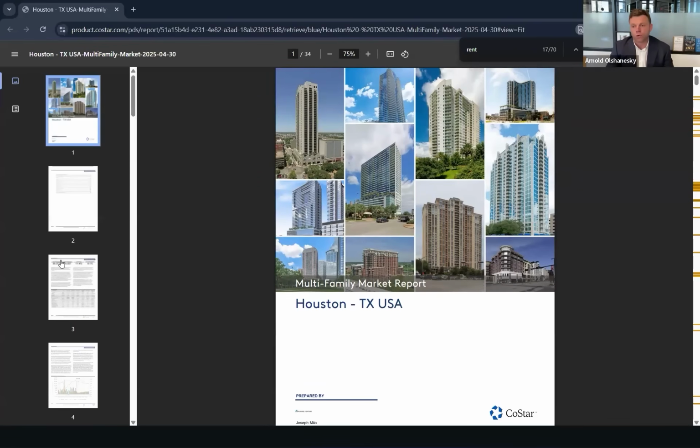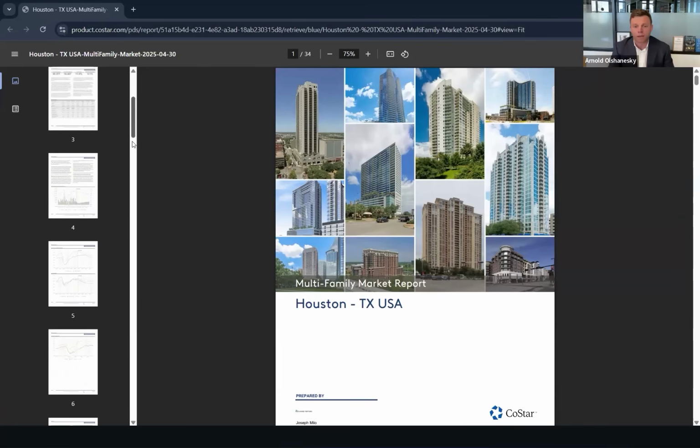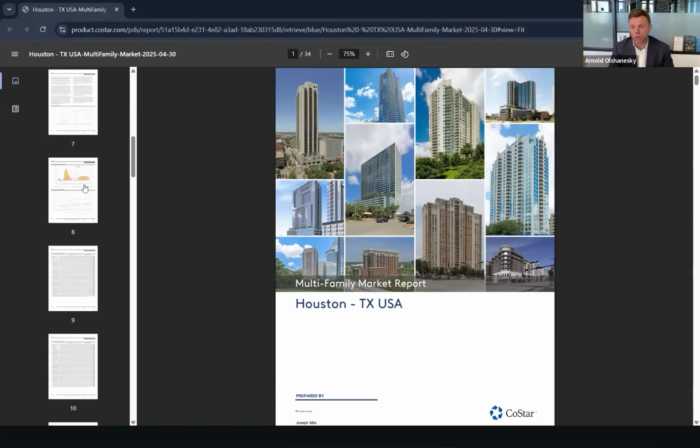Now, you want to make sure that you don't get a whole state or a whole city. You want to make sure you get a submarket report. So if something is in Arlington, Texas, this report should say market report for Arlington, Texas. But for purposes of example, I'm just going to use Houston as a main metro.